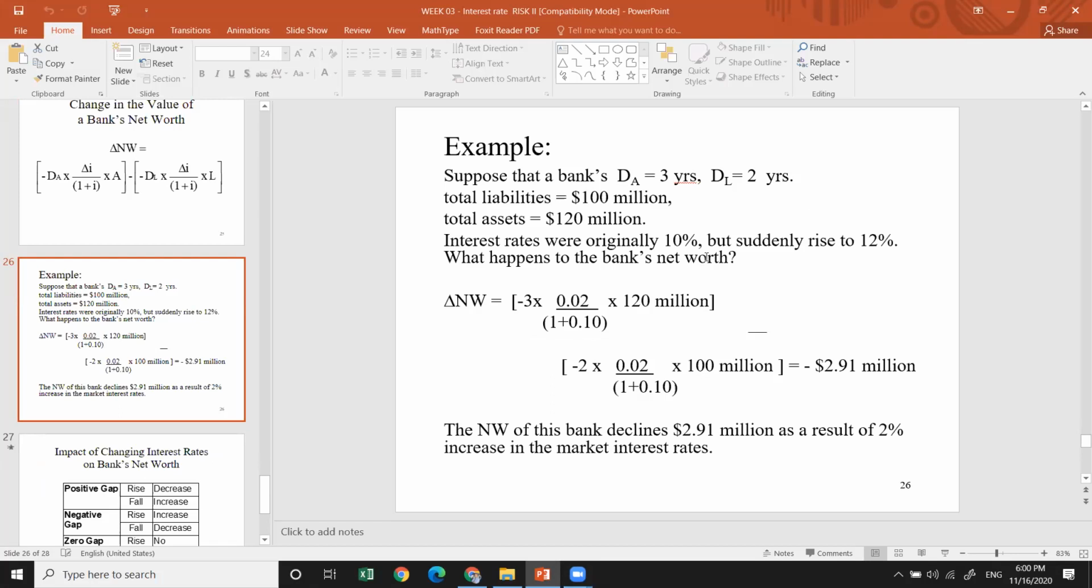Imagine you are given this situation. You have estimated that if the interest rate increases by 2%, what will happen here? Imagine now you are working in the bank, in the financial institution, and as a risk manager or financial manager, you have to make a certain decision. So what could you do in this situation if your total liability is 100 million, your total assets are 120 million, the duration of assets is 3 years and the duration of liabilities is 2 years? What could you do if you expect that the interest rate will increase?